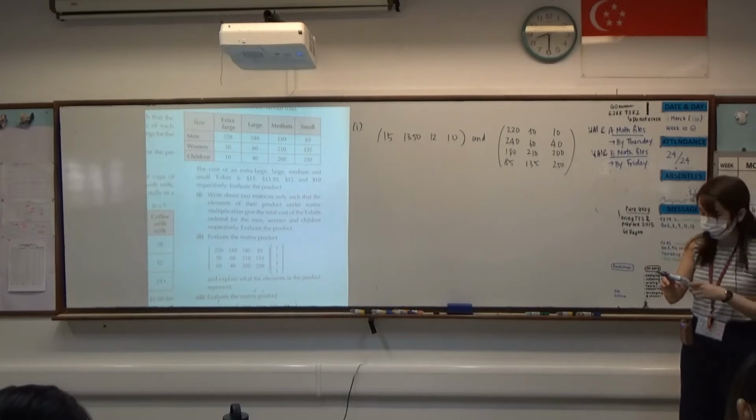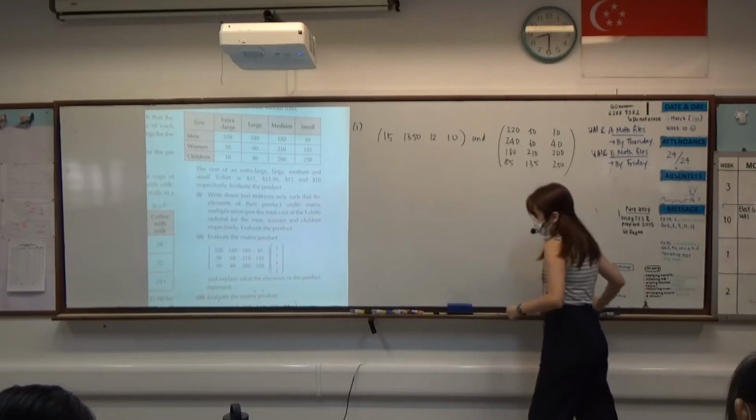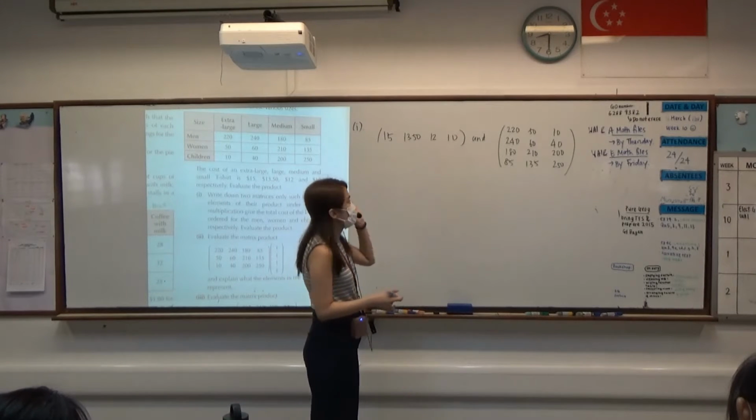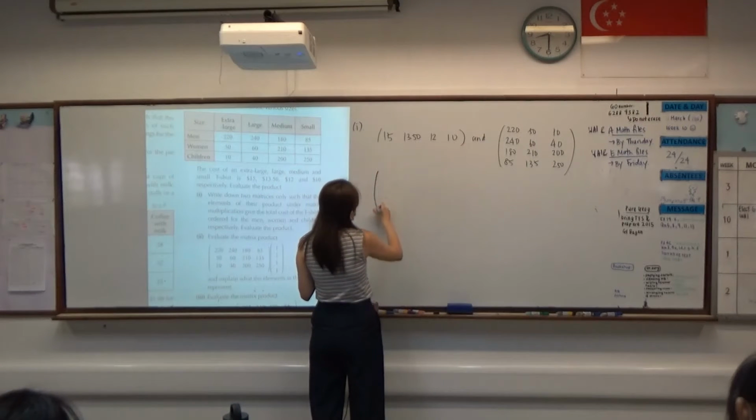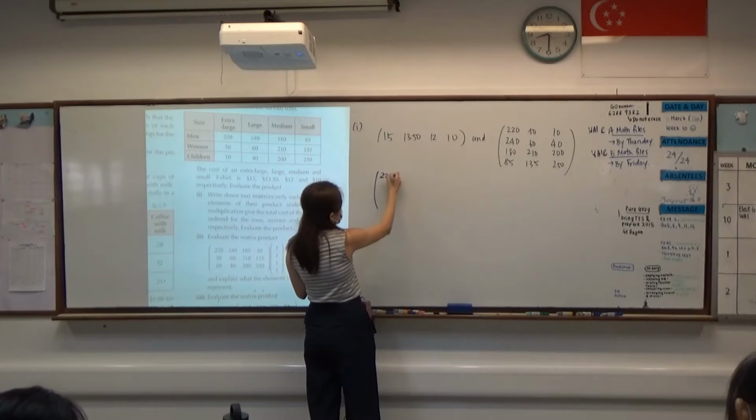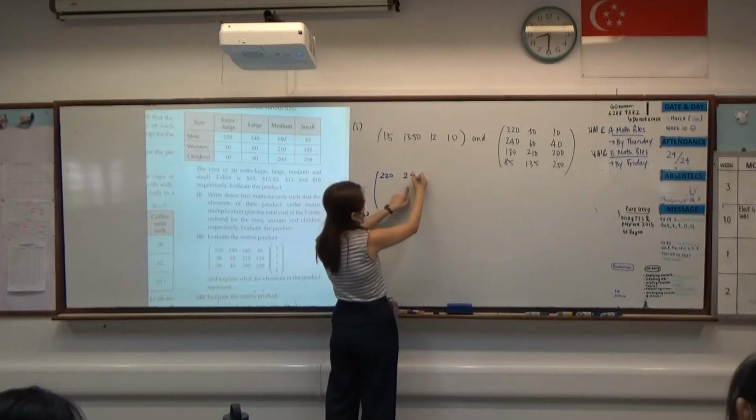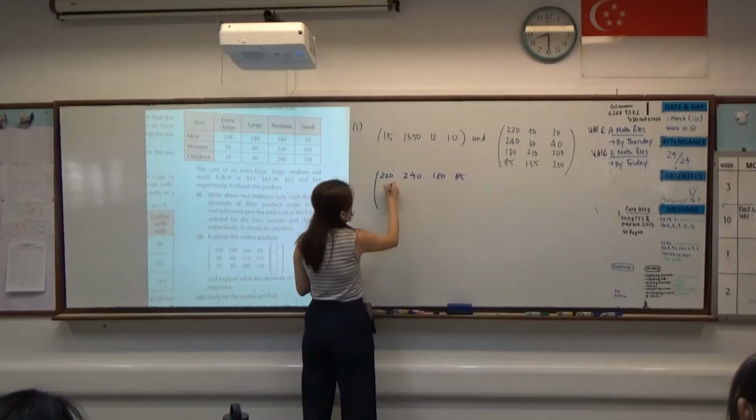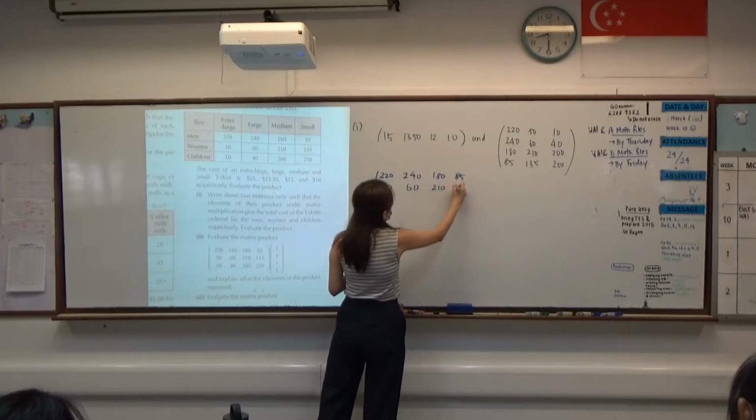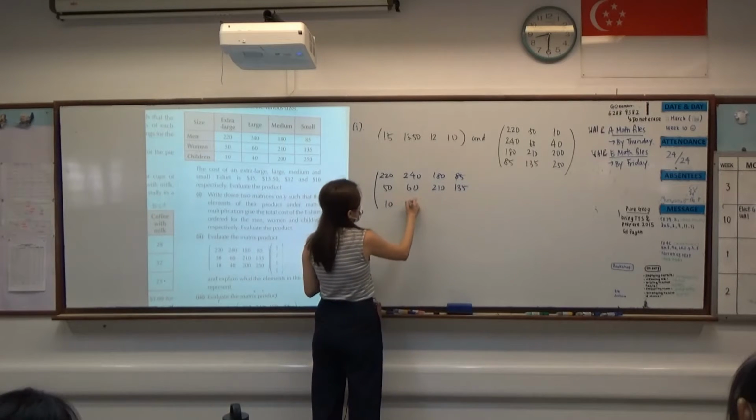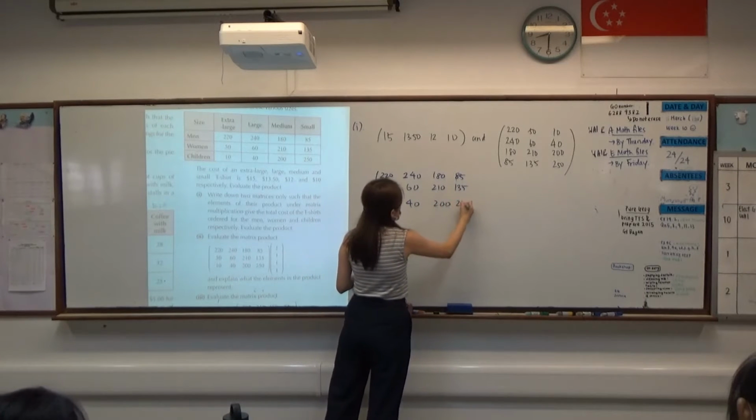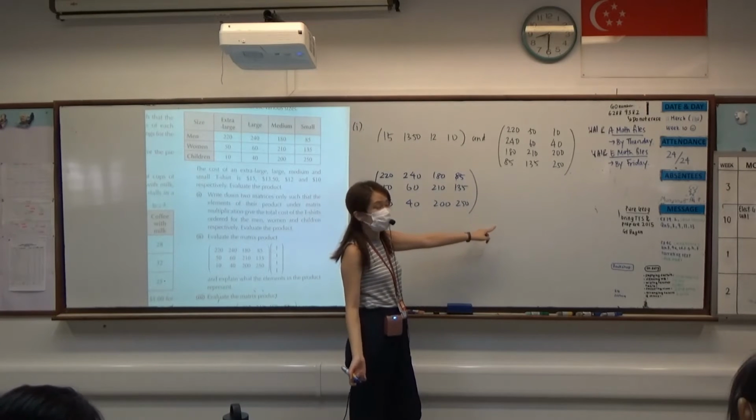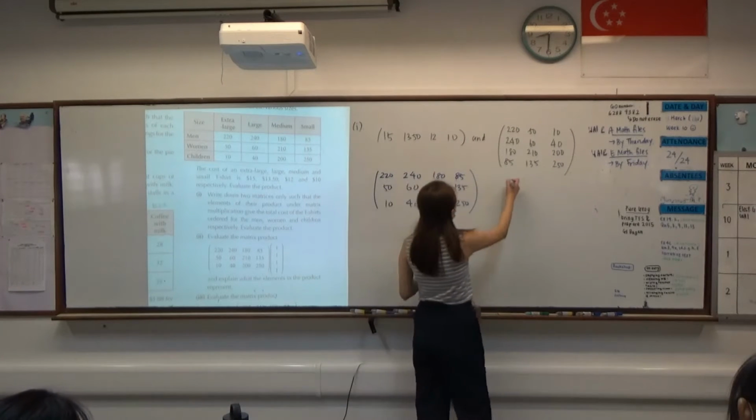Bernice, could you share what is the other pair that you got? 3 by 4 and 4 by 1. Okay, so what was the first one? 3 by 4. Your 3 by 4 matrix is? 220, 240. Okay, so it's the other way around. And then the other one is 4 by 1, so it's just this one in a column.